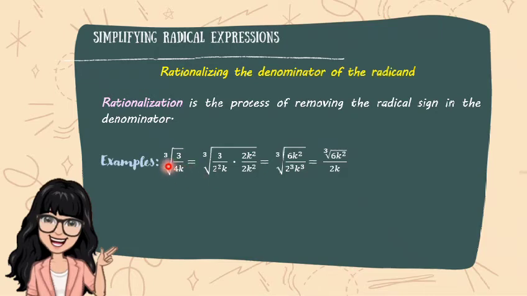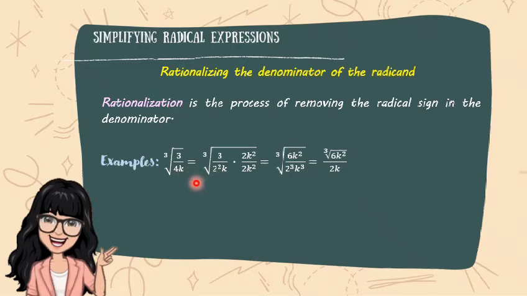So rationalization means we need to multiply our numerator and denominator by a certain expression so that our denominator will be a perfect root. In this case, because our index is 3, it should be a perfect cube. So 4k is not a perfect cube. So we need to multiply an expression to 4k so that it will become a perfect cube. So what do we multiply to 4 to make it a perfect cube? Okay, so we need to multiply 4 by 2.